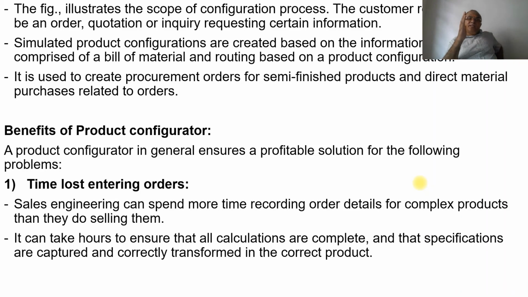Simulated product configurations are created based on the information. It is usually comprised of a bill of material and routing based on a product configuration. It is used to create procurement orders for semi-finished products and direct material purchases related to orders. Next, in the next video, we will discuss the benefits of the product configurator. Thank you.